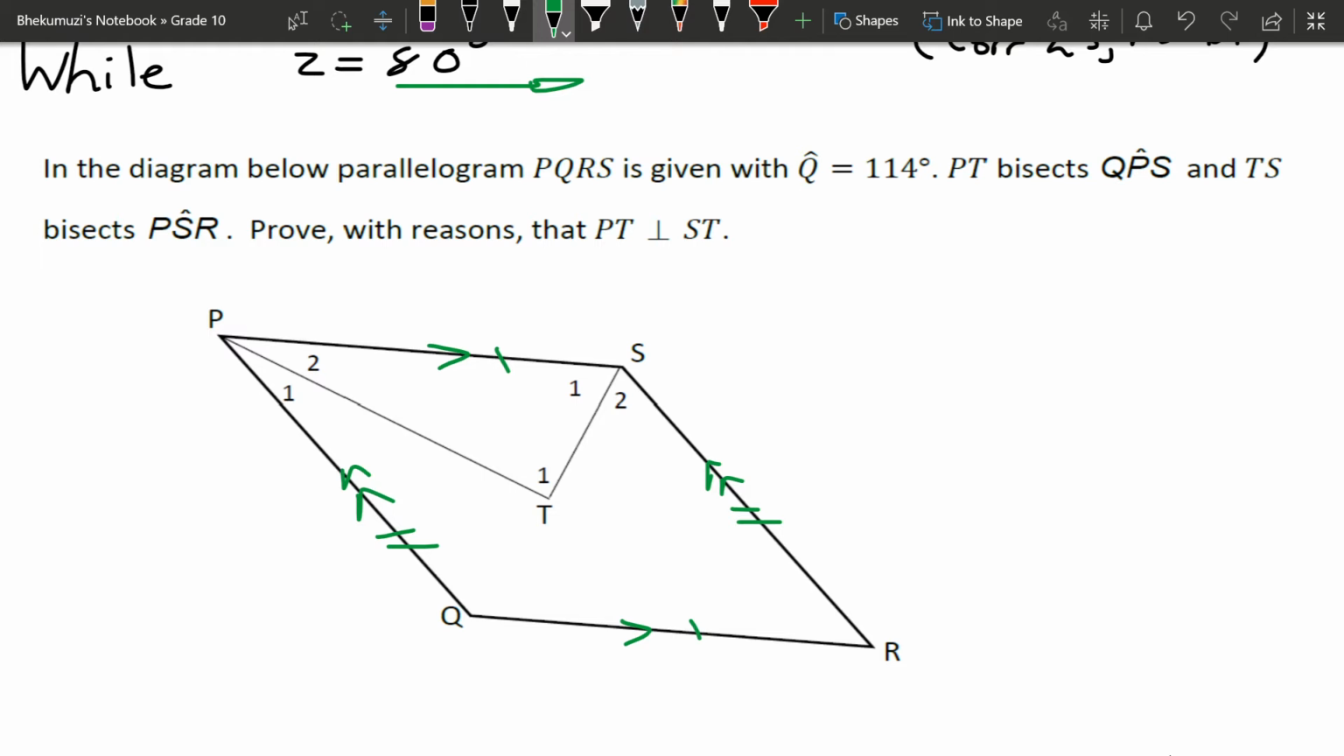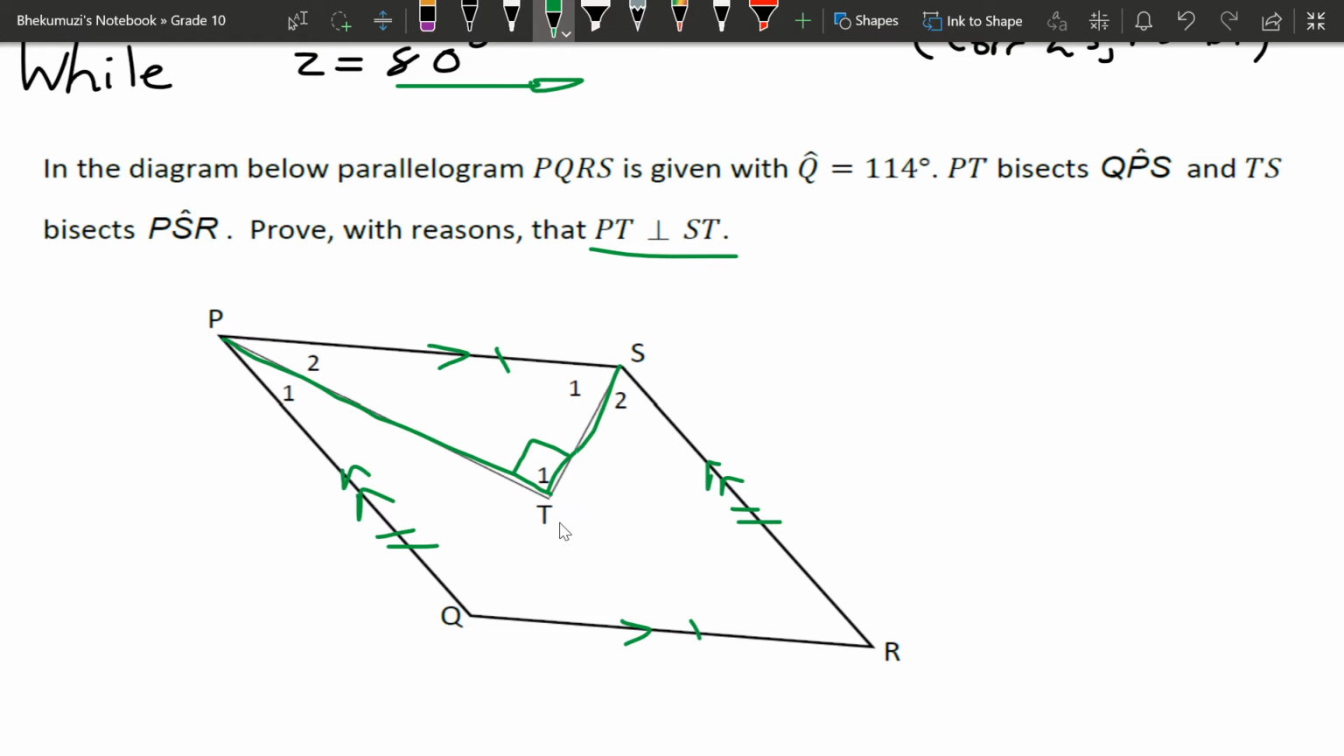But now, what we're trying to do, right? We're trying to prove for PT to be perpendicular to ST. But what does that mean again? It means that for this line PT and this line ST, there has to be a 90-degree angle in the center there. So how could we do this?